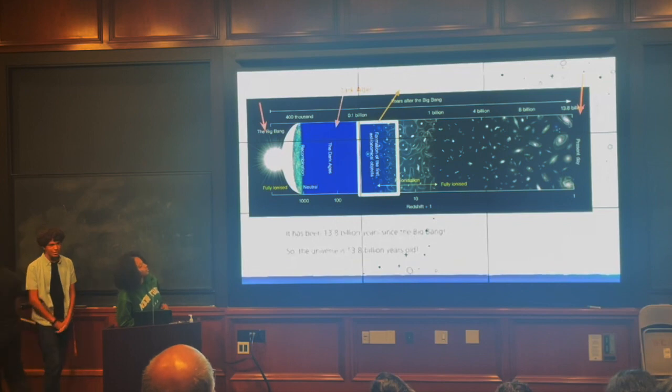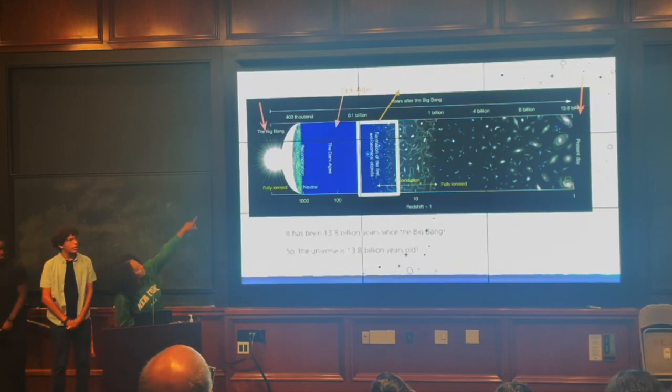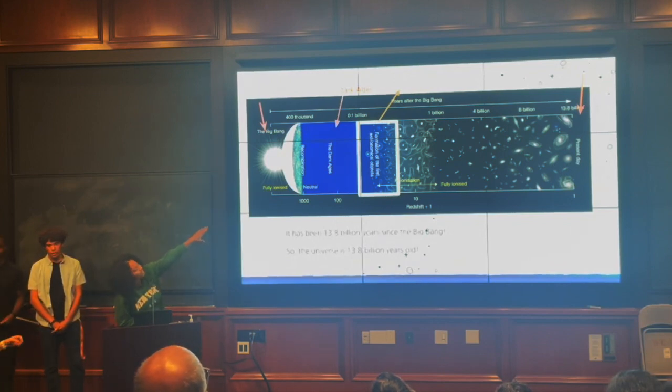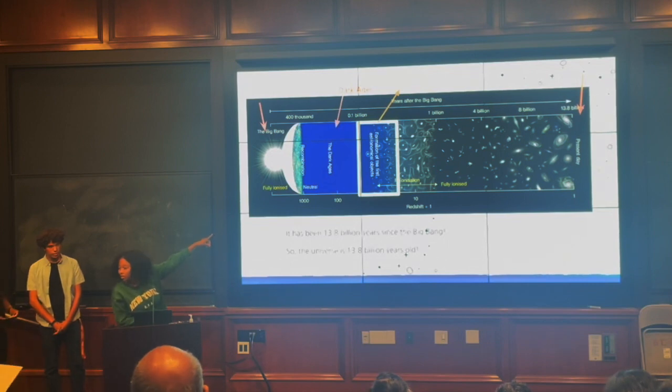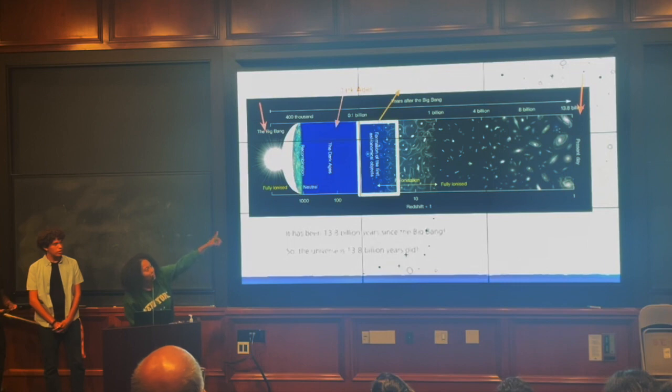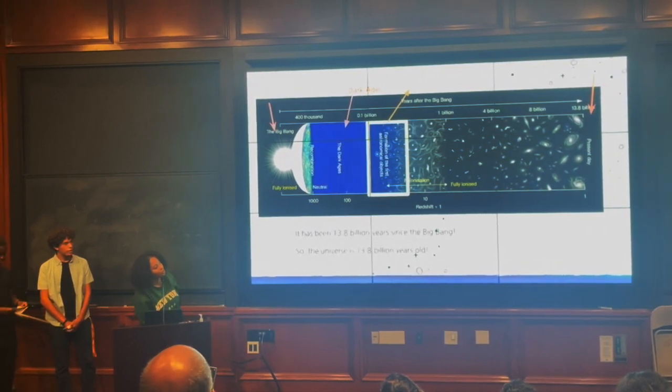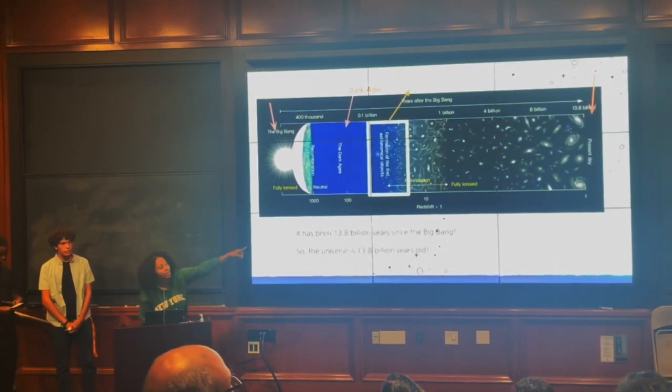As Alan stated in the previous slides, the white light at the beginning is the Big Bang, the blue is the dark ages, and then the spot that's circled is when the first stars were forming, and if you look at the very far end, that's where we are now.